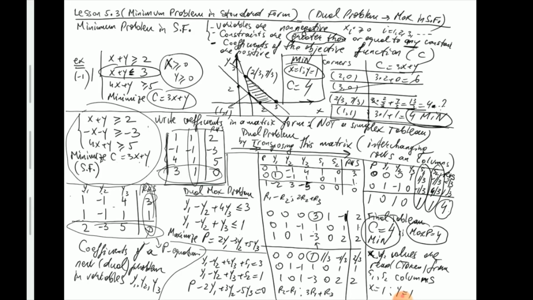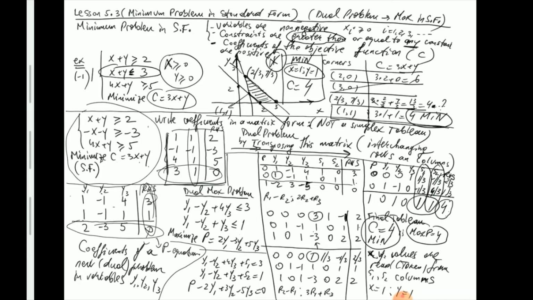So once again, the maximum P you get when you solve the dual problem is going to be the minimum C for the original problem. The values underneath the slack variables will be the values for the original variables where the minimum is attained. So go all the way back to when we solved this problem via the graphical method, over here where I put this star now.